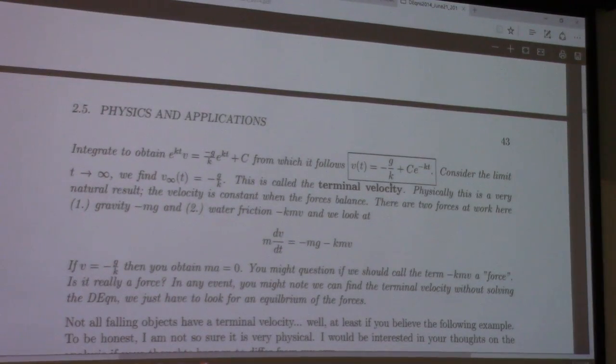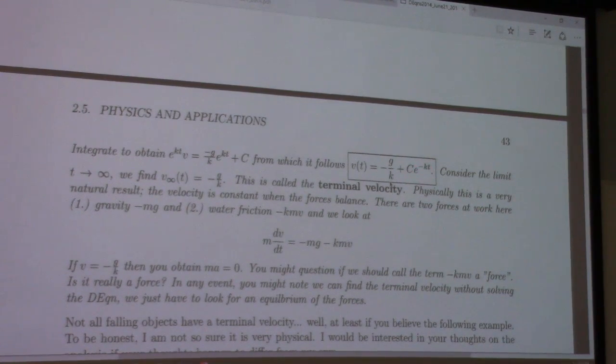You get v of t equals minus g over k plus some constant times e to the minus kt. It's kind of cool. As t goes to infinity, this goes to 0, and your velocity goes to minus g over k. That's a terminal velocity. That's where, in some sense, the friction force of the water balances against the gravity force.